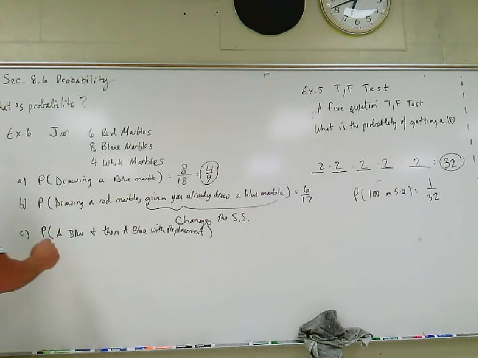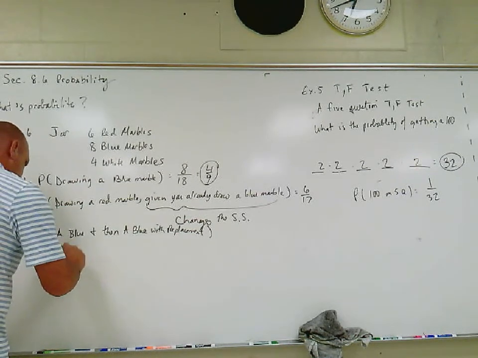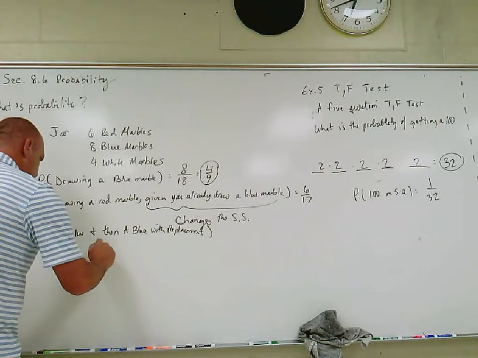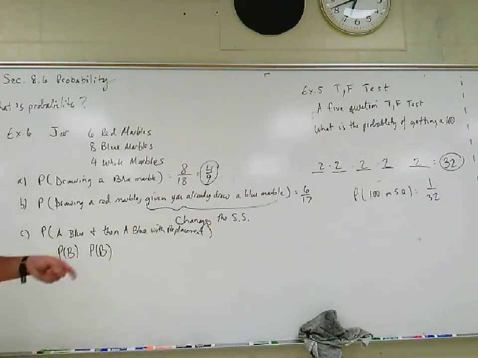So basically what we're looking to get is the probability of a blue and then a probability of a blue. And when you do 2 events like this, that one then the other, you multiply your probabilities. Okay, and that'll give you the final probability.